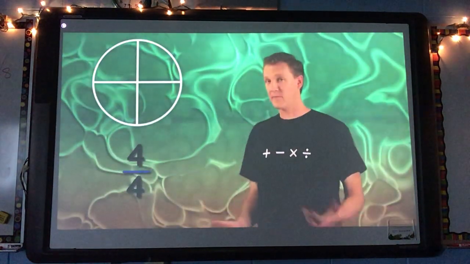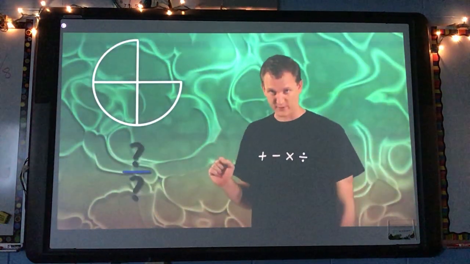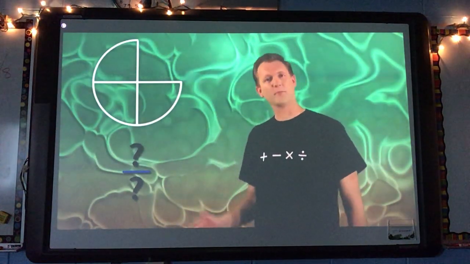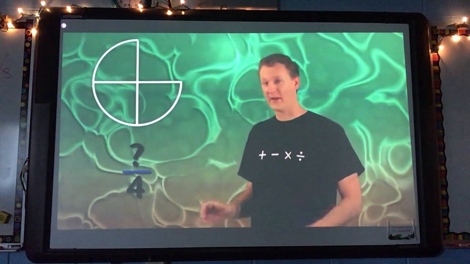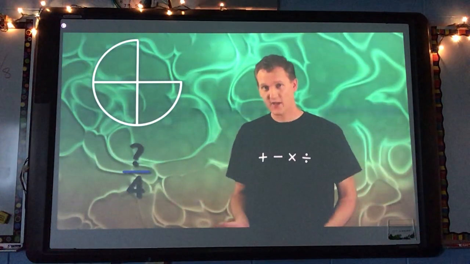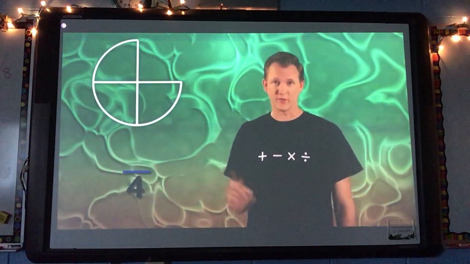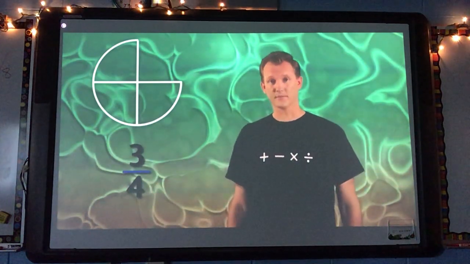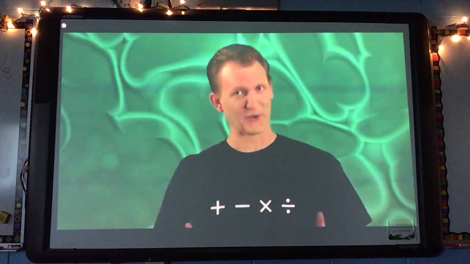But what if somebody came by and took away 1 part from the circle? Well, the circle's still divided into 4 parts, so the bottom number would still be 4. But I only have 3 of those parts left. So that means the top number will change to 3. So I have 3 over 4, or 3/4 of a circle. Make sense so far? Good.